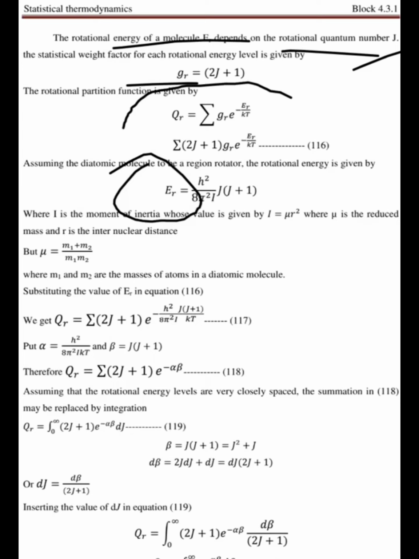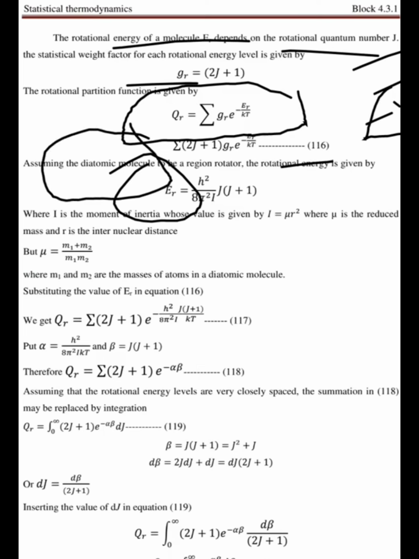So Q is the summation of GR into e to the power of minus ER by kT. It is the rotational energy of a molecule, ER dependent. ER is the total energy of the molecules present in that system. So from deriving this, you'll get equation 116, simplifying for diatomic molecules, the rotational energy levels.